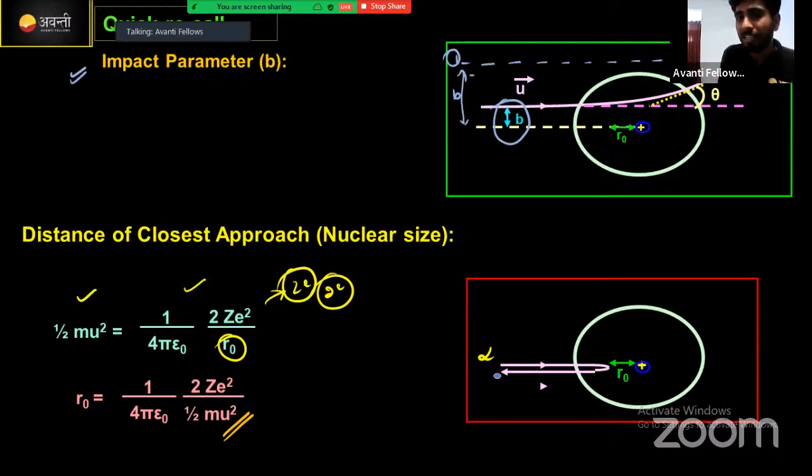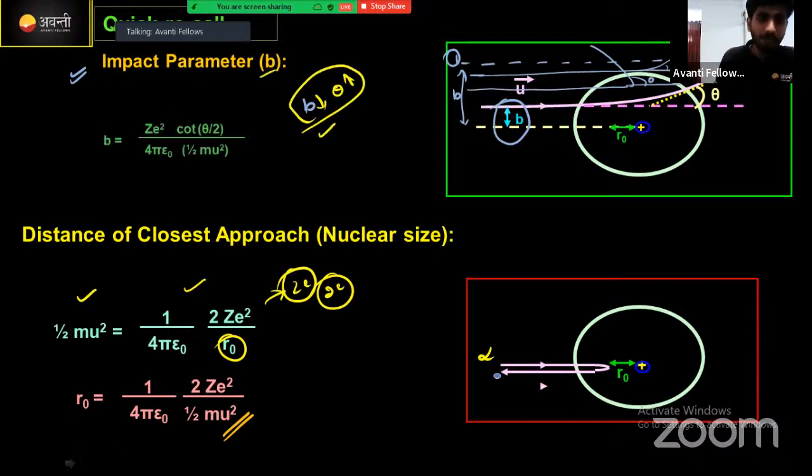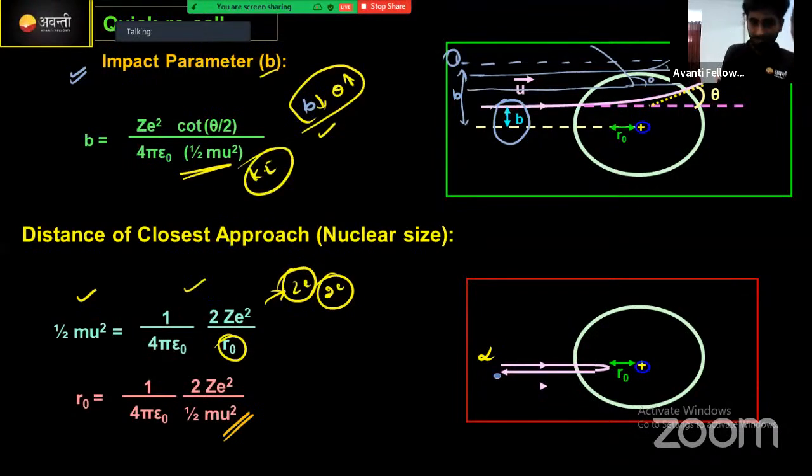If it approaches nearer to the nucleus, it will not go in a straight line, it will bend slightly. And further, if it moves closer towards the nucleus, it will bend more. This means that if the B value, the impact parameter distance, decreases, the scattering angle increases. Clear enough? And to find this B value, the impact parameter, we use this formula: Ze square cot theta by 2, divided by 4 pi epsilon naught times half mv square. It is nothing but the kinetic energy of the particle.